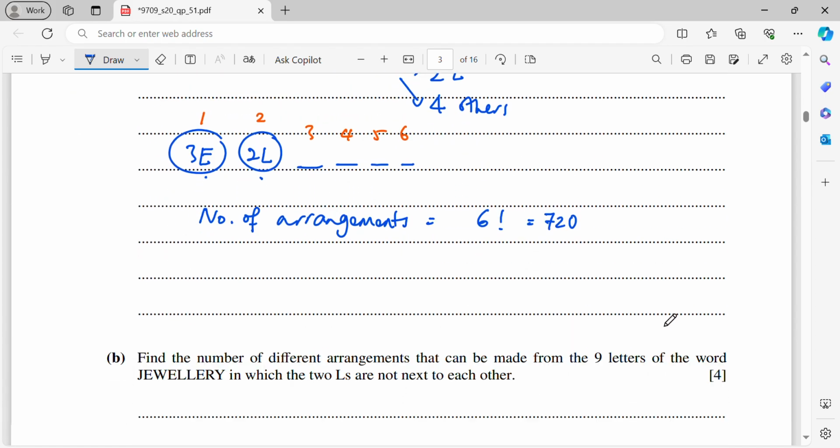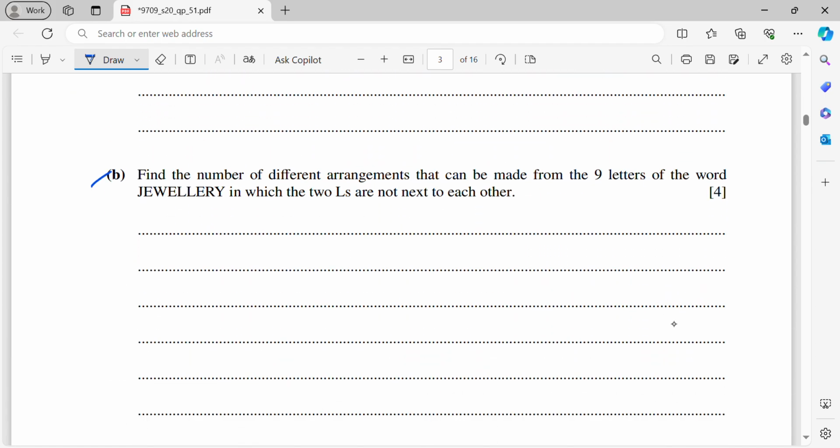Okay? Now, part B: find the number of different arrangements that can be made from the 9 letters of the word in which the 2 L's are not next to each other. So now, I will exclude the 2 L's, then arrange the rest first. When I arrange the rest, I will just write J-E-W-E, then skip the 2 L's, another E-R-Y. So there are 7 letters here, and I arrange all these 7 letters first.